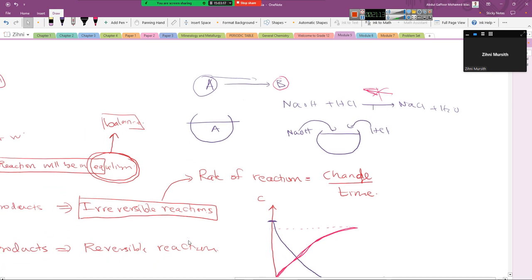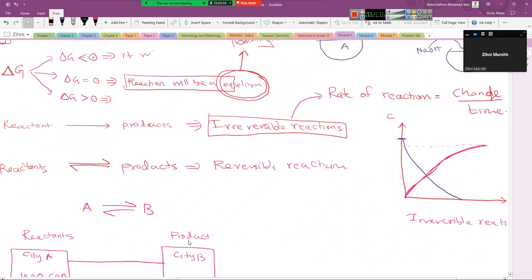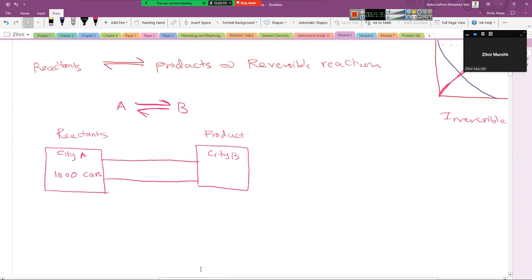But in a reversible reaction, both directions are possible, which means A can give you B and B can give you A. That's why we are using the double arrow mark, right? So this is the difference between an irreversible reaction and a reversible reaction. Now let's assume we have 1,000 cars in city A and 1,000 cars in city B. Let's say per hour 10 cars are moving from city A to city B. Have you understood this?